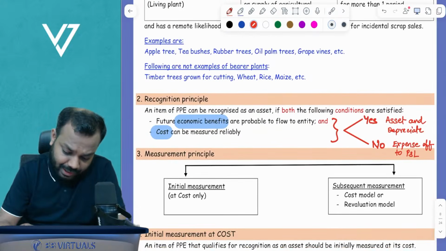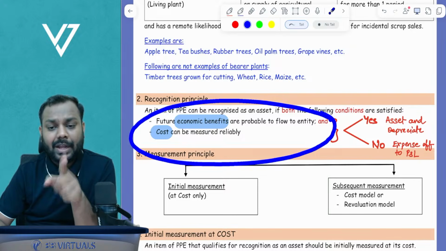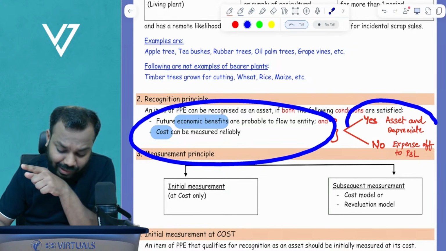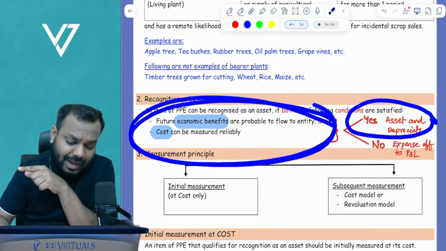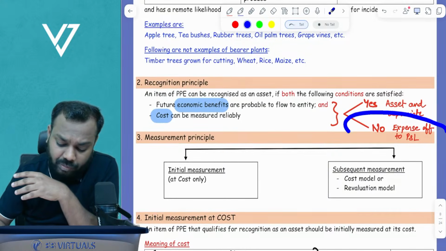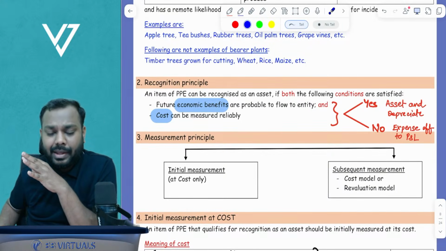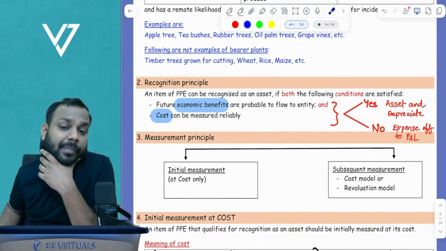If both the conditions are satisfied, then we say that the property, plant and equipment will be recognized as an asset and we depreciate it. If either of the conditions is not satisfied, then whatever cost we have incurred will be expensed off to P&L. This is the recognition principle. Now comes the next part, that is the measurement principle.